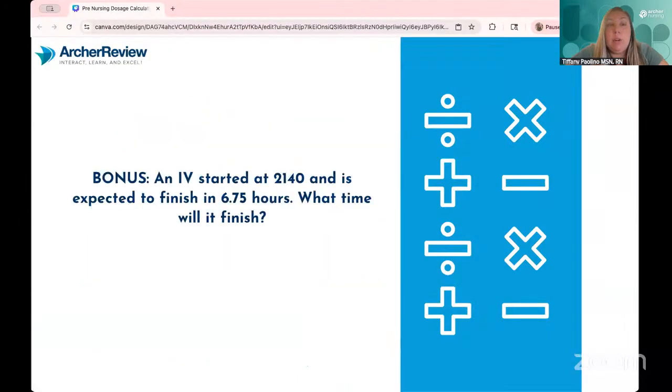Okay, I got a bonus for you all. An IV started at 2140. Now, what is 2140? What time is that? What time is 2140? Remember, how do I get the other way, right? So you could subtract 1200 from this, and it would tell you. So 2100 is 9 p.m. So this is 9:40 p.m., just so you know. Okay, so it started at 9:40 p.m.